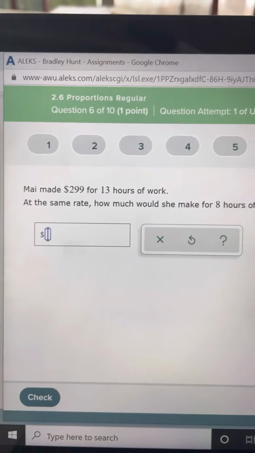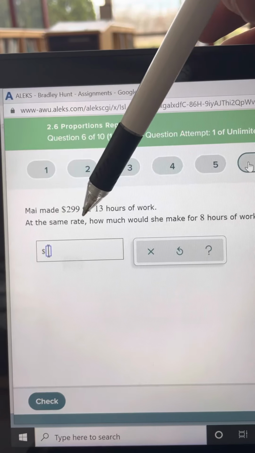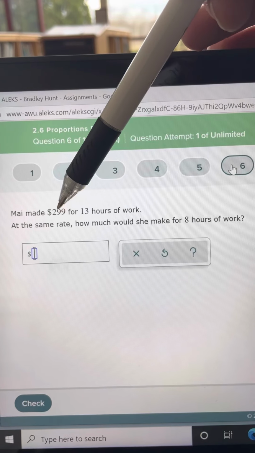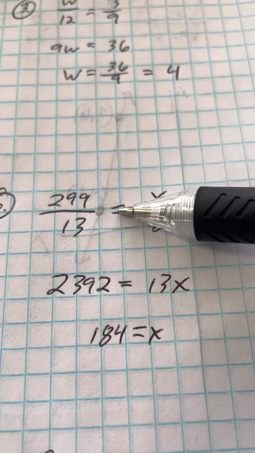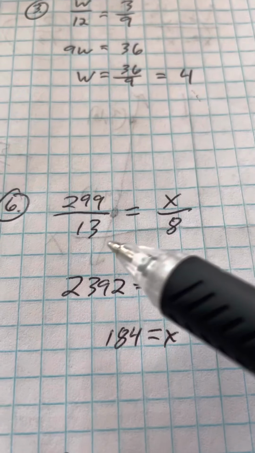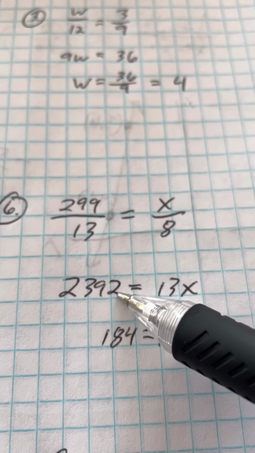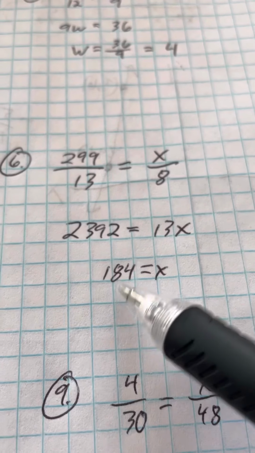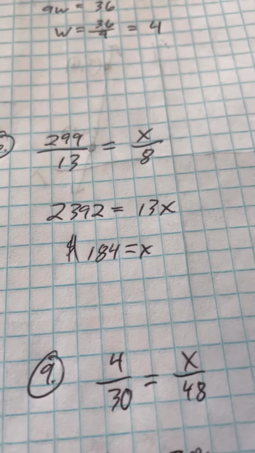Number 6. May made $299 for 13 hours of work. At the same rate, how much would she make for 8 hours of work? So we're going to do money to hours, money we don't know to hours. I just cross multiply. 13 times x is 13x. 8 times 299 is 2,392. I divide both sides by 13, and I get 184 for x. So she would make $184 for working 8 hours. Not too bad.